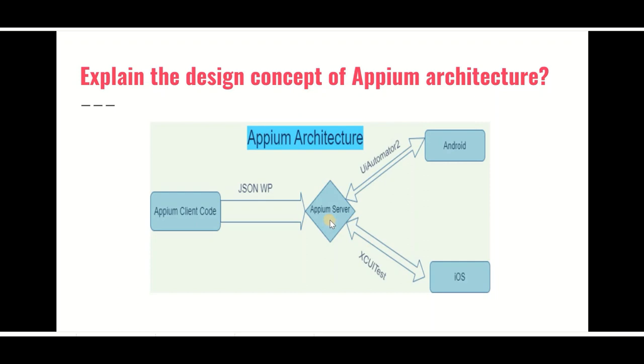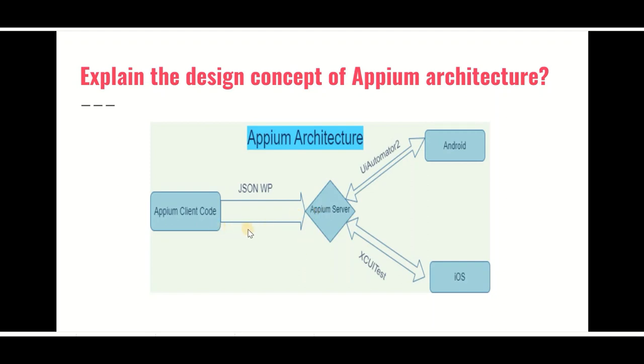It receives connection and a command request from the client code and executes that command on mobile devices like Android or iOS through automation frameworks such as Google UI Automator 2 or XCUITest, which is the iOS automation framework. And in the same way, it responds back with HTTP responses.